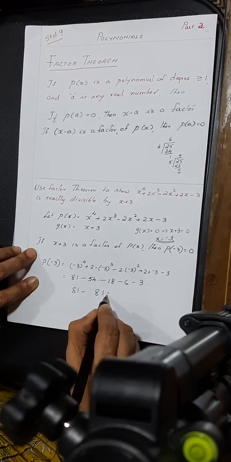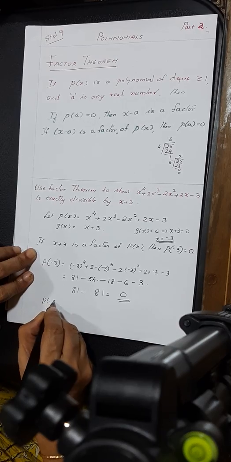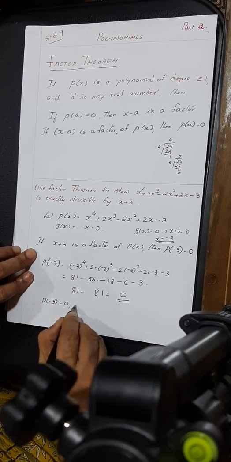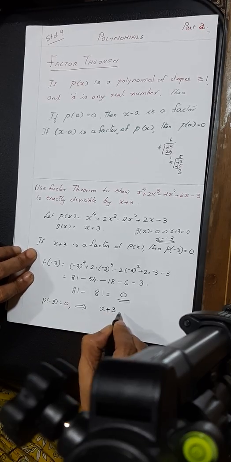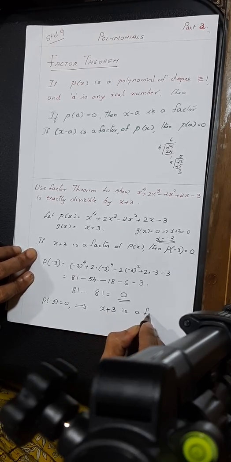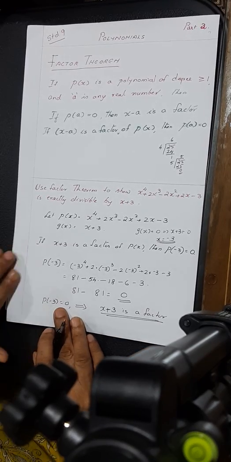So, 81. So, this is equal to 0. Since P of minus 3 equals 0, x plus 3 is a factor. Hope it is clear for you now.